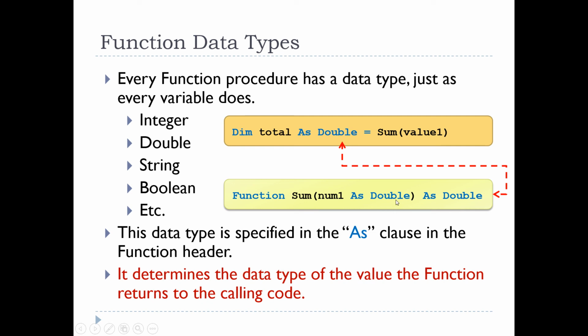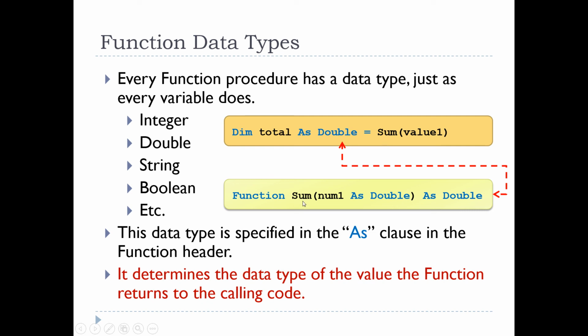So this sum here, if you look at the function head, the declaration, the sum takes one parameter as double and returns a double. So this double here has to match whatever this total is going to be. This function returns a double, so therefore this total cannot be other than double. If you put a string here, it will fail. If you put an int here, it will fail. It has to be its own kind.